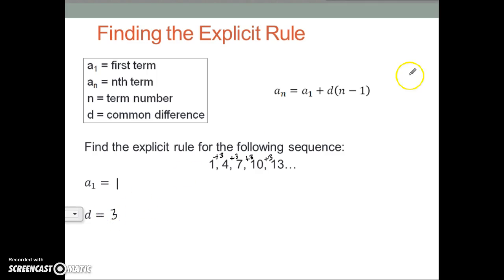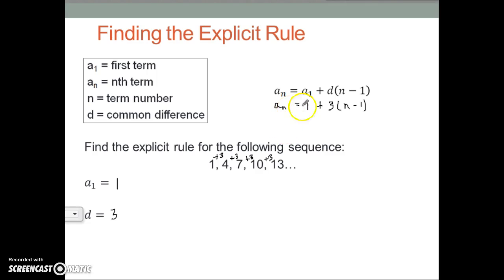Now that we know those two values, we can put them back into our equation. So we know that a sub 1 is 1 and d is 3, and then simplify to find our explicit rule. So in this case, if we put in 1 for a sub 1 and 3 for our common difference, we are left with 1 plus 3 times n minus 1.